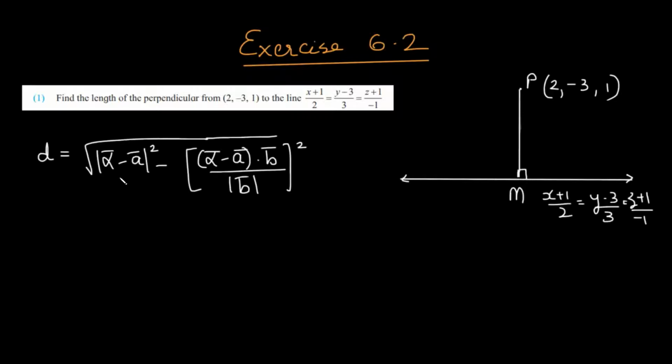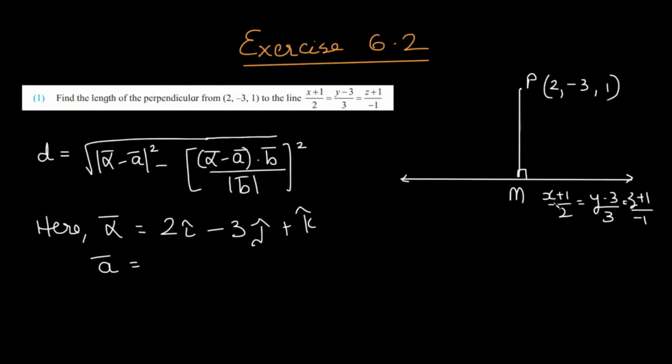It is easy enough. See, if you can just figure out what is alpha, a and b, you can easily apply the formula. It is clear that in this case alpha is the distance of the point P having position vector alpha. So alpha is given by these coordinates. So here alpha bar is equal to 2i minus 3j plus k. That is alpha bar.